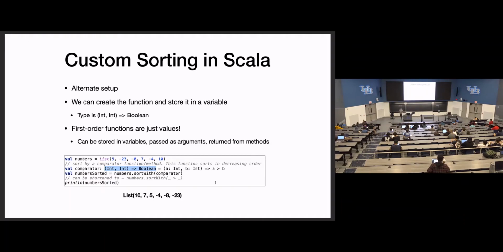I'm going to use similar syntax to what I did on the right side of this assignment. I have the parameter list with just the types, big arrow, and then return type. So I'm specifying only the types. And now this value has to store a function that takes 2 ints and returns a Boolean.